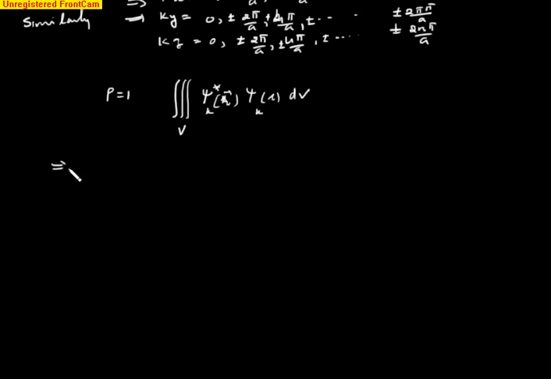And for that, over whole volume means from the whole size, that means from 0 to a. We know the size of the portion of metal we have taken as 0 to a. And putting the value of this, we can simply write the conjugate. First of all, conjugate means A conjugate. Then e to the minus i kx x, minus i ky y, minus i kz z.